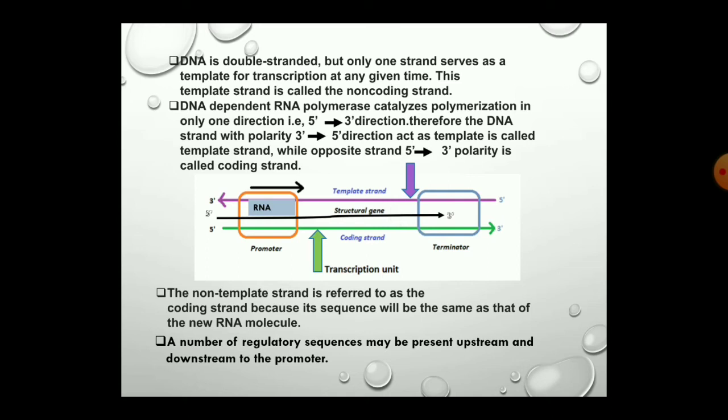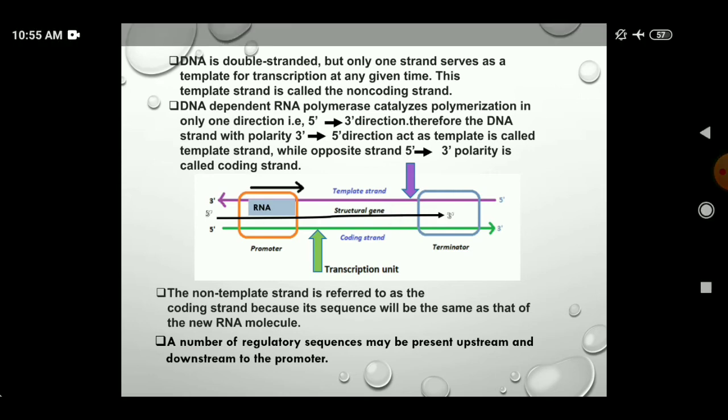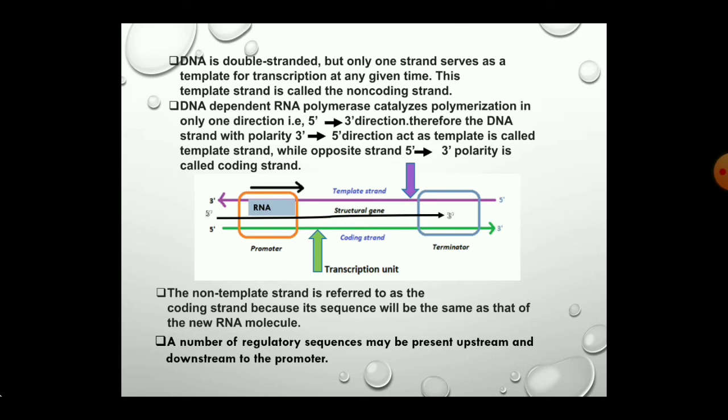Whereas in case of eukaryotes, it is monocistronic. That means the structural genes code for only one polypeptide or only one protein. Is that clear to you? In case of prokaryotes, the transcriptional unit is polycistronic. In case of eukaryotes, it is monocistronic.